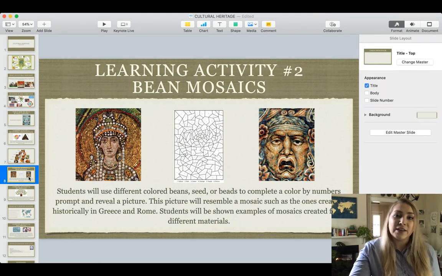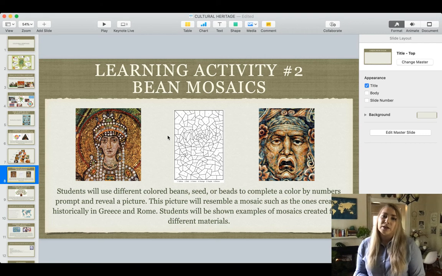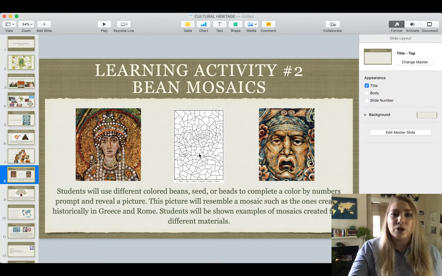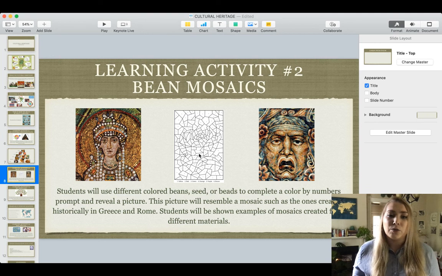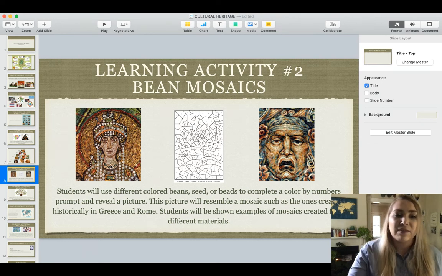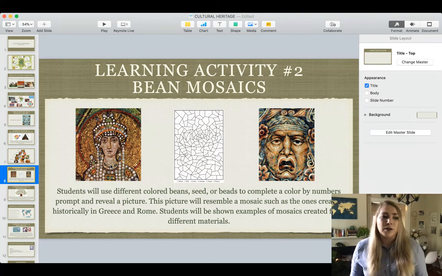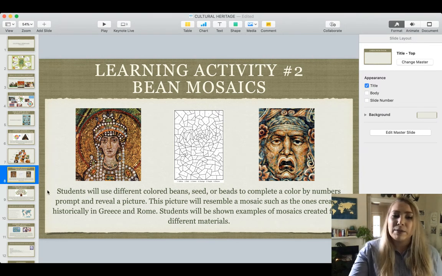The second learning activity is called Bean Mosaics. Mosaics are used in Greek and Roman cultures historically as a form of art. And so I thought it would be cool to do an activity with students where they are able to tactilely create a mosaic using beans or beads or rice. If you can't find various colored items or the kinds of colors you want, because a lot of beans are neutral colors, you could always get just white beans and soak them in a food coloring solution, or do the same thing with rice or something like that.